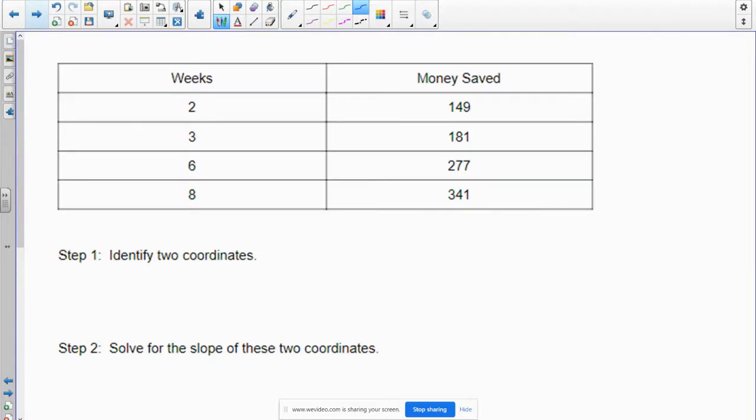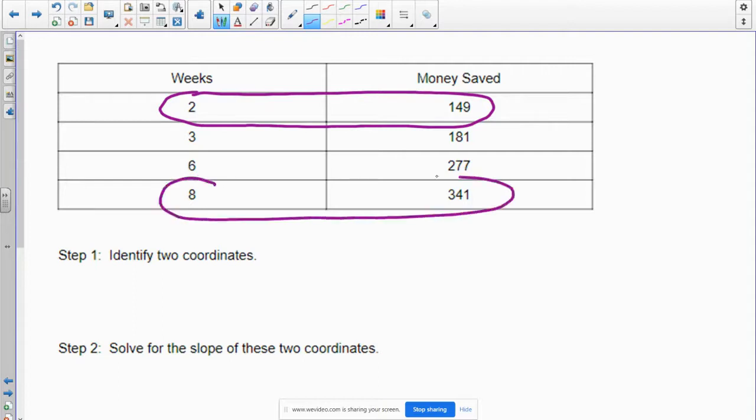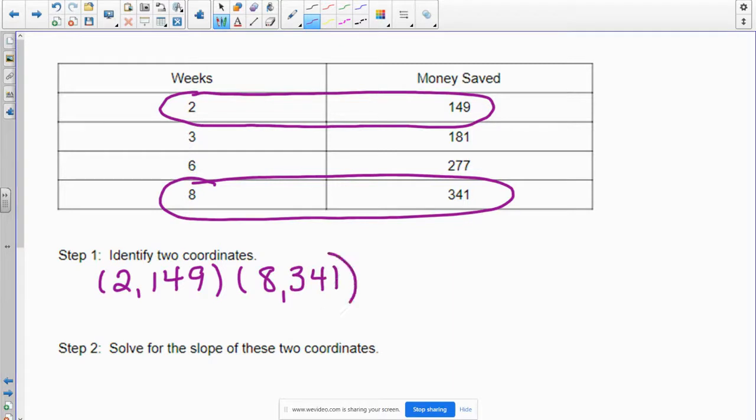So we're going to start with this table here, and we're going to use those 5 steps that you just wrote down. So the first step is to identify 2 coordinates. So again, I think this is a lot easier because they're right there in front of us. It doesn't matter which 2 you pick. So I'm going to pick 2 weeks and $149 saved. And let's pick the first one and last one just for fun. 8 weeks and $341 saved. So write that down. There's my first coordinate, 2 and 149, and my second coordinate was 8 and 341.